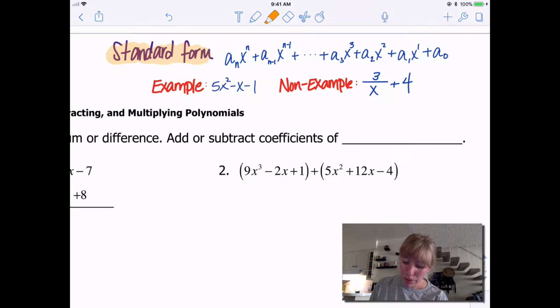I have a coefficient, then I have a variable, then I have a power, and I might have that several different times. So an example of that is here. An example would be 5x squared minus x minus 1. So 5x squared is one term of my polynomial, negative 1x is my second term, and negative 1 is my third term. What you won't be seeing today are things like our non-example here, 3 over x with x in the denominator. That's not a polynomial, so we're not going to be asked to add or subtract those.